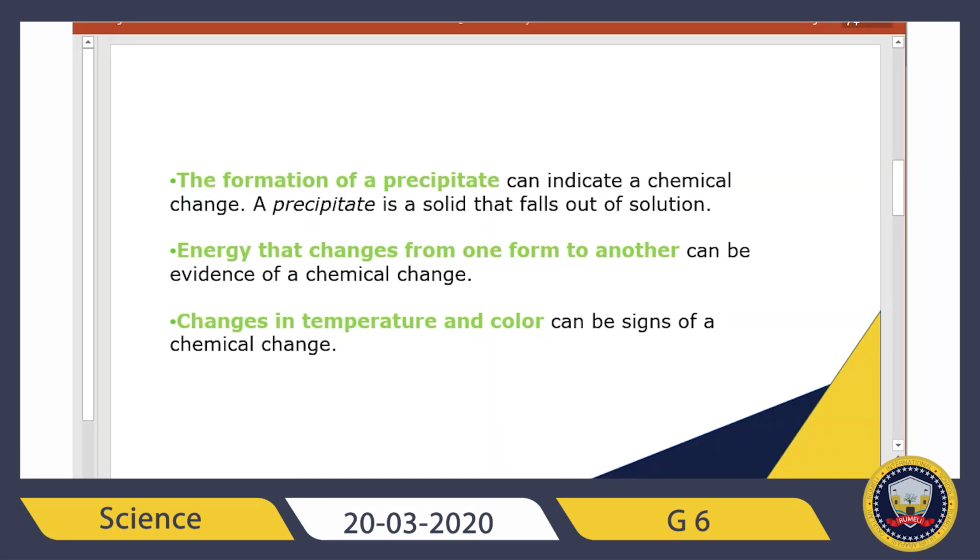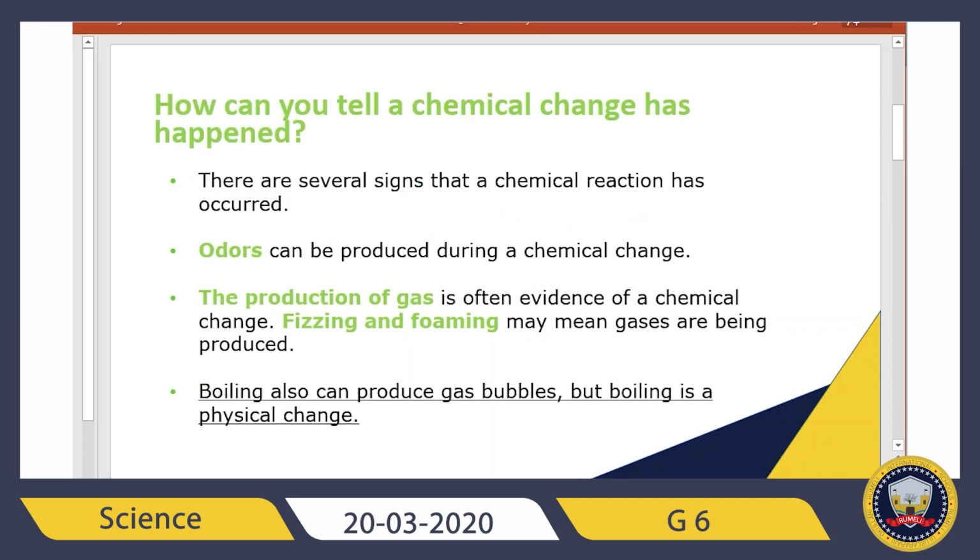For chemical changes, please remember, these are just signs, okay? But we can say that if there is an odor change, that is 100% a chemical change, or if there is a color change, there is 100% chemical change. You can be sure that if you are observing two or more of these signs, you are most likely facing a chemical change.